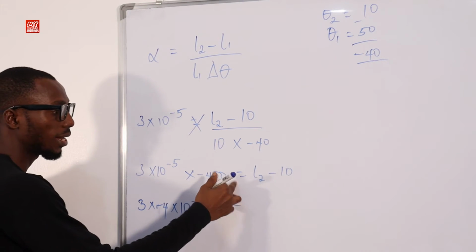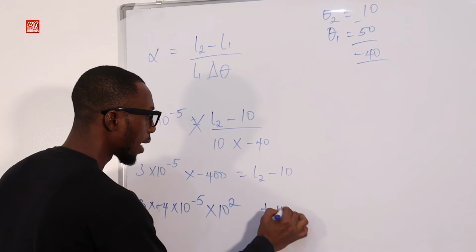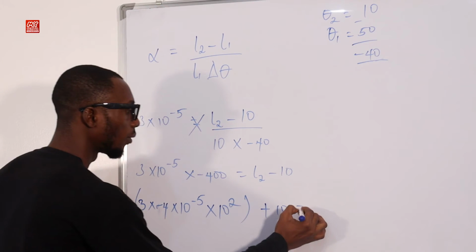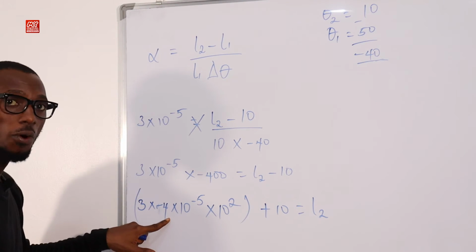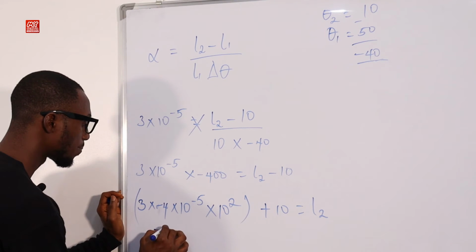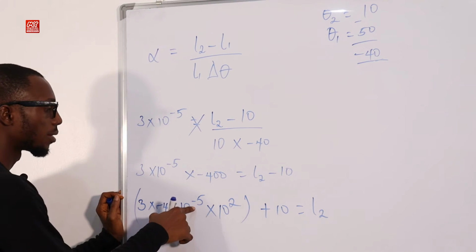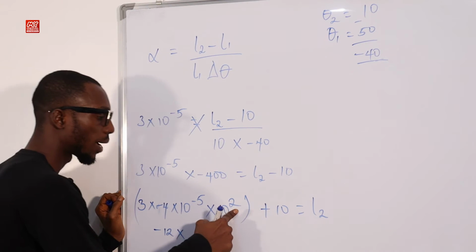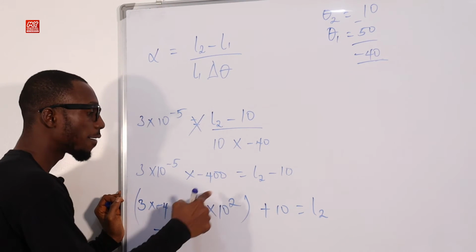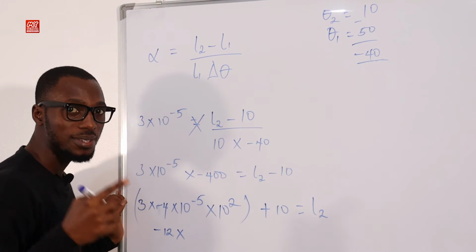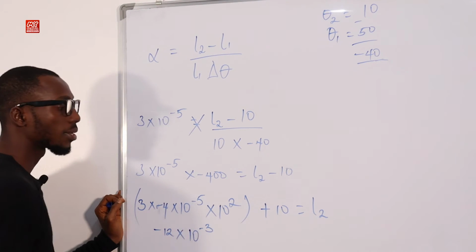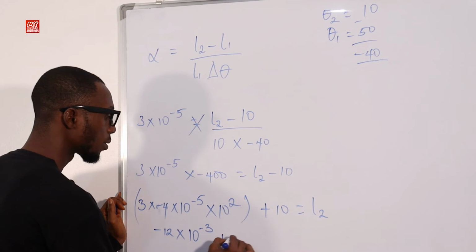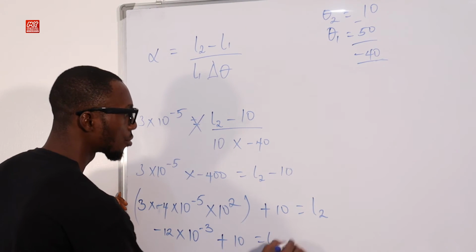When I send this in, it's going to become plus 10 equals L2. So 3 times minus 4, that is minus 12, times 10 raised to power minus 5 times 10 raised to power 2, that is minus 5 plus 2, that is minus 3. So I have minus 12 times 10 raised to power minus 3, plus 10 equals L2.